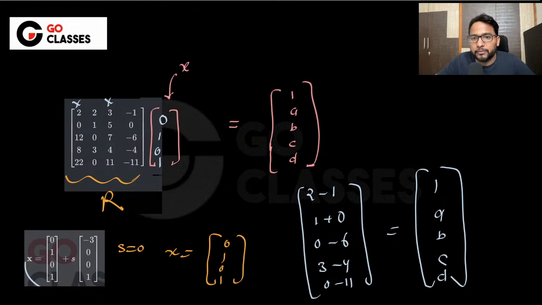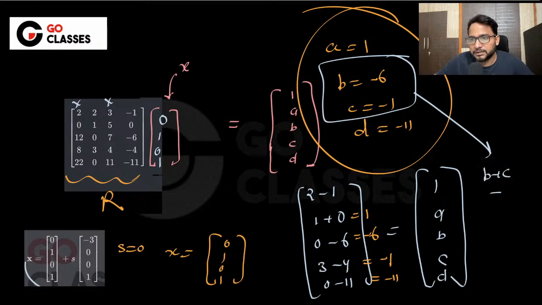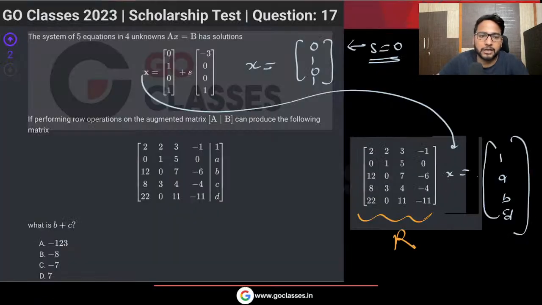So you will be having this is 1, this is again 1, this is minus 6, this is minus 1, this is minus 11. So b is minus 6, c is minus 1, d is minus 11, a is 1, right? So these are the answers. They are asking b plus c, that's why the answer is minus 7. So here the answer is minus 7.